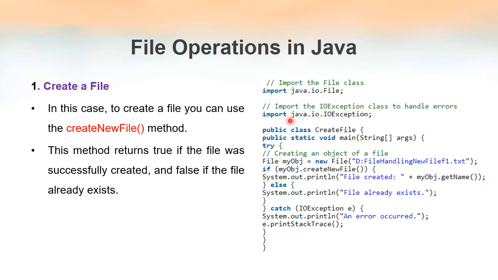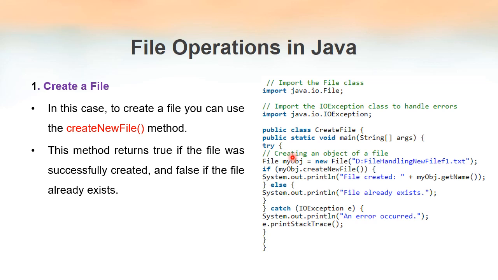We have imported the File class, then we have imported java.io.IOException, because when we try to create or work with files, this is one kind of exception that may arise, so we have imported it. And we have started one class, then the main method.